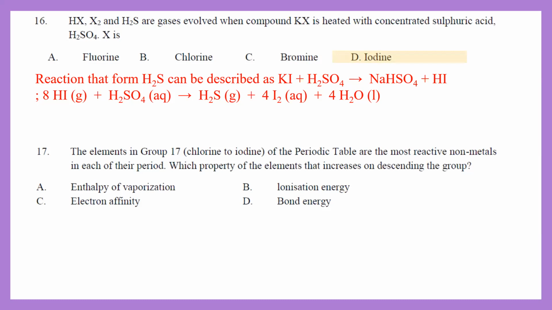Number 17, the elements of group 17 from chlorine to iodine of the periodic table are the most reactive nonmetals in each of the periods. Which property of the elements increases descending down the group? So in here you have to understand what are the properties that increase when going down the group.